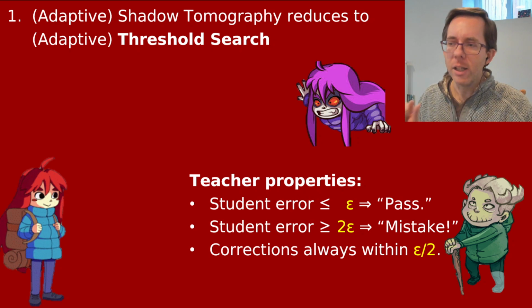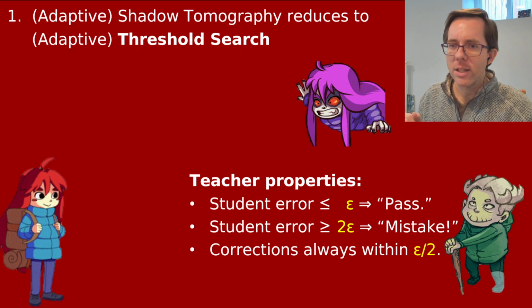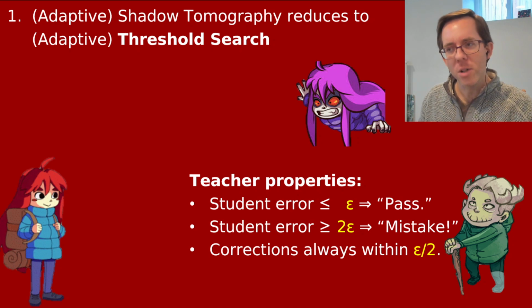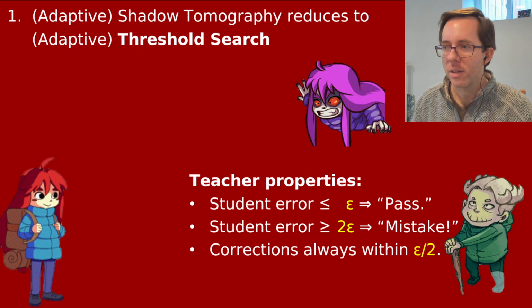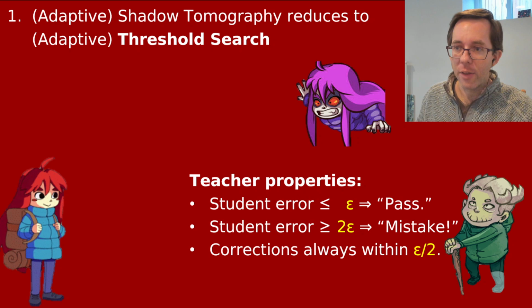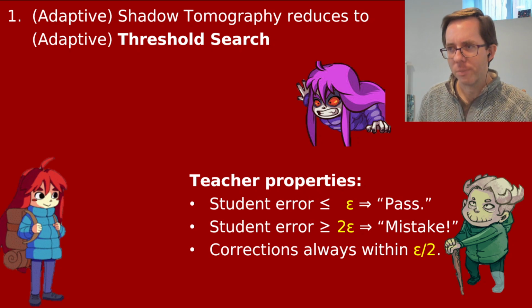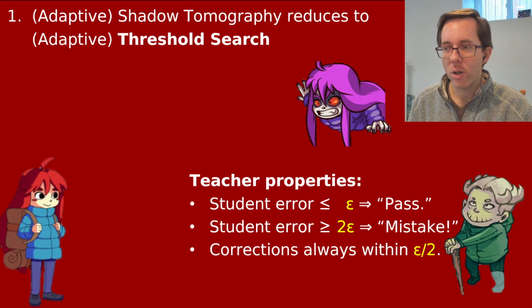But we'll imagine there's a little bit of a grace area, a gray area, where if the student's estimate is correct between epsilon and 2 epsilon, then the teacher might just allow them to pass, or the teacher might declare a mistake. That's up to the teacher, and it won't matter. And finally, we'll assume that when the teacher corrects the student, the corrections are always a little bit better. They have tolerance epsilon over 2. Okay, so this is the scenario we imagine for the teacher.